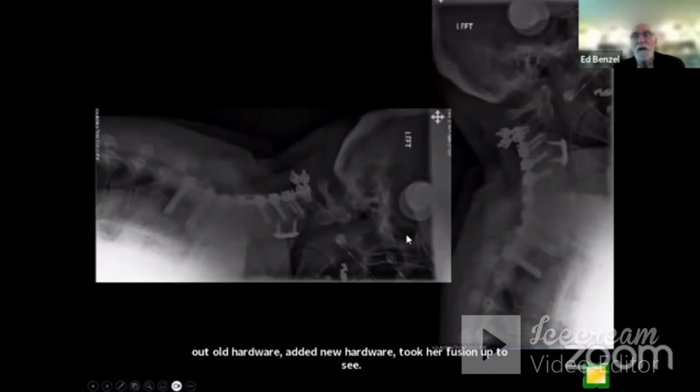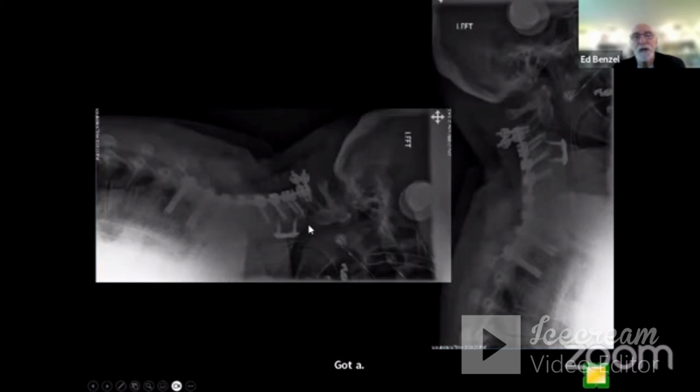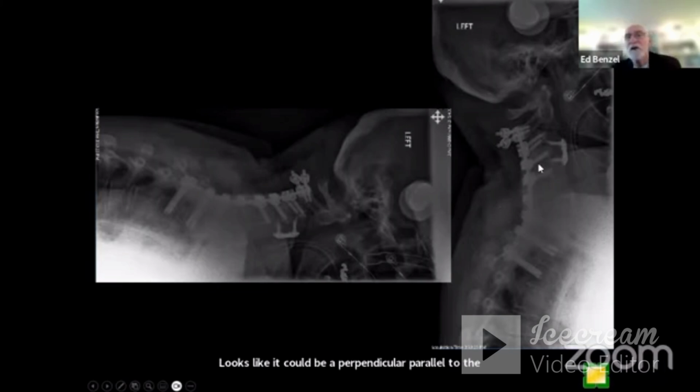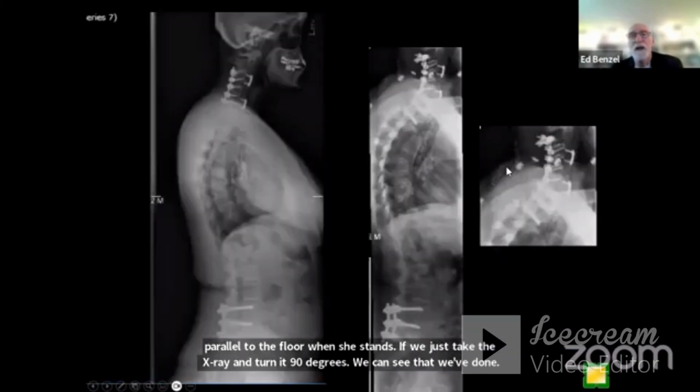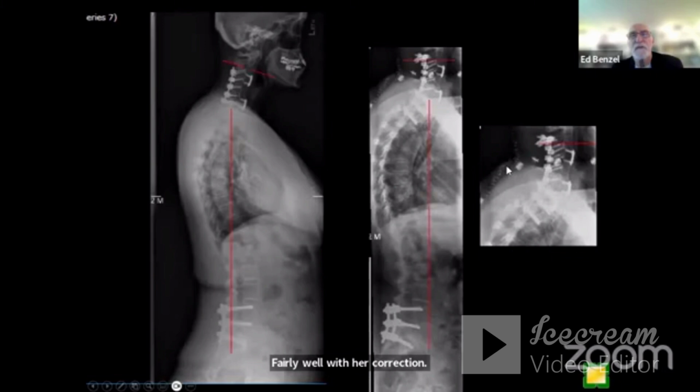And we got a prone X-ray in the operating room, and we see that C2-3 looks like it could be parallel to the floor when she stands. If we just take the X-ray and turn it 90 degrees, we can see that we've done fairly well with her correction, and we decided to take that. Here she is pre-op and post-op with a correction of her C2-3 angle.